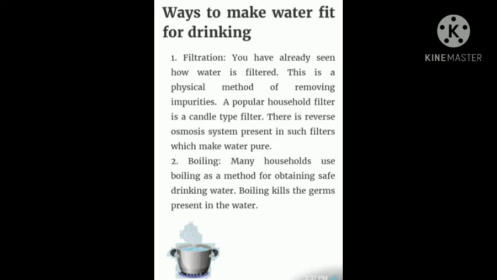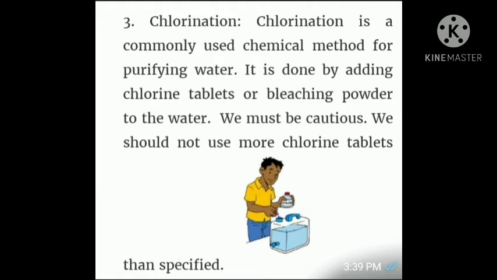Second one, boiling. Many households use boiling as a method for obtaining safe drinking water. Boiling kills the germs present in the water. Chlorination. Chlorination is a commonly used chemical method for purifying water. It is done by adding chlorine tablets or bleaching powder to the water. We must be cautious. We should not use more chlorine tablets than specified.